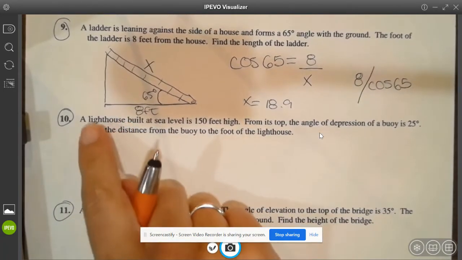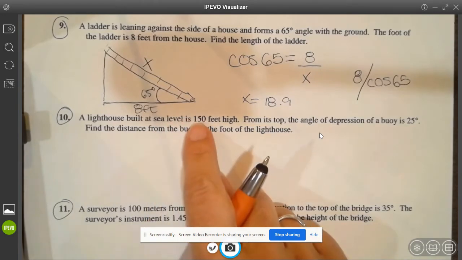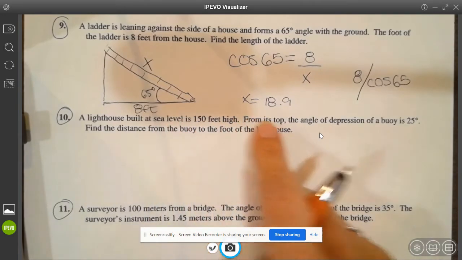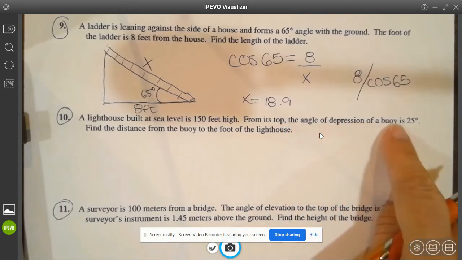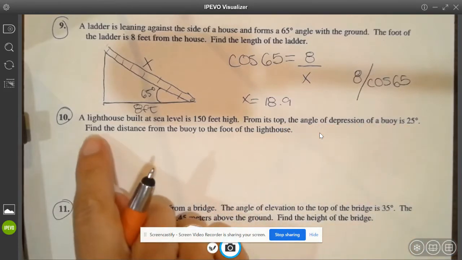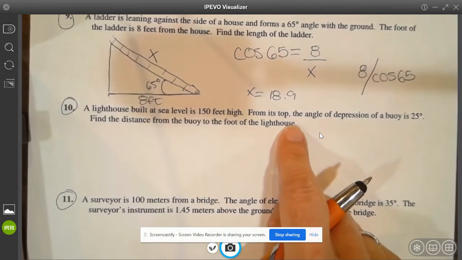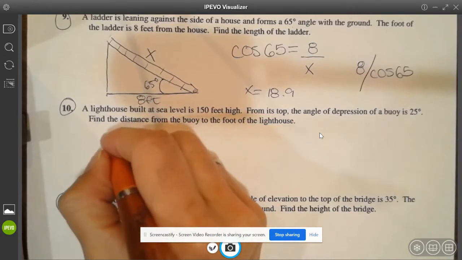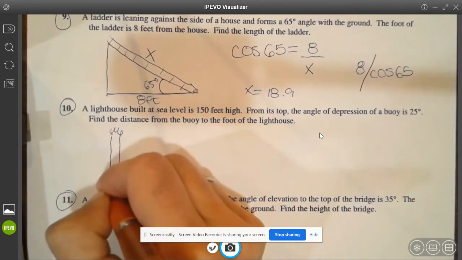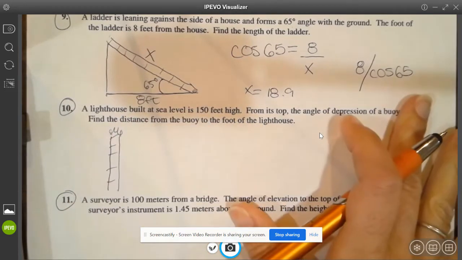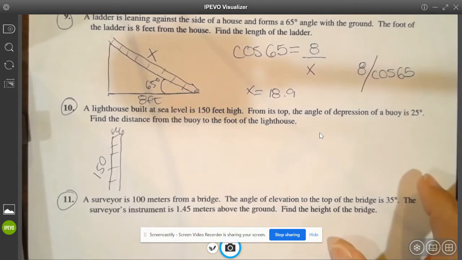All right, check this out. A lighthouse built at sea level is 150 feet high. From its top, the angle of depression of a buoy is 25 degrees. Find the distance from the buoy to the foot of the lighthouse. So let's see what this says. So there's a lighthouse right there. And this is 150 feet above ground.